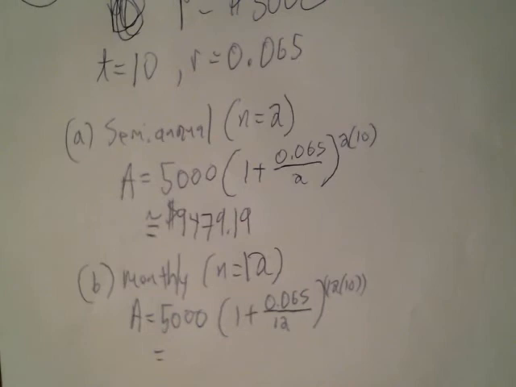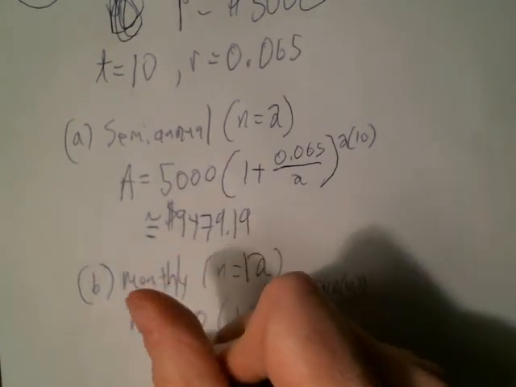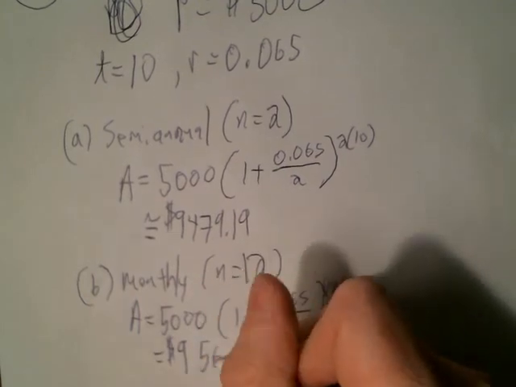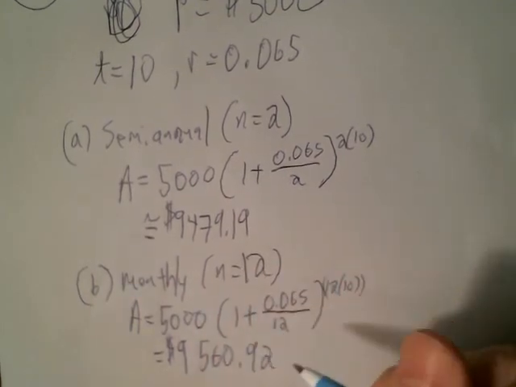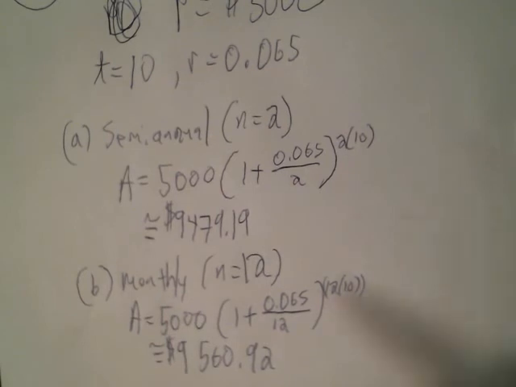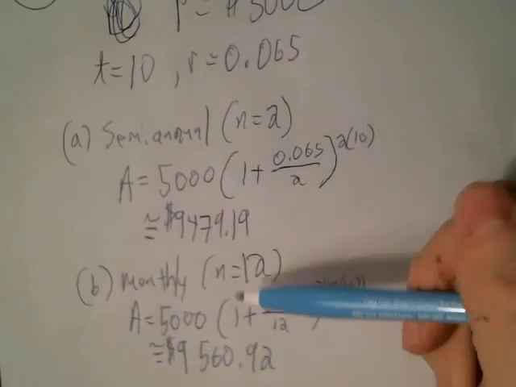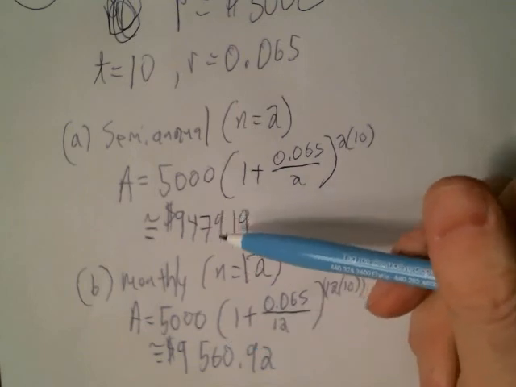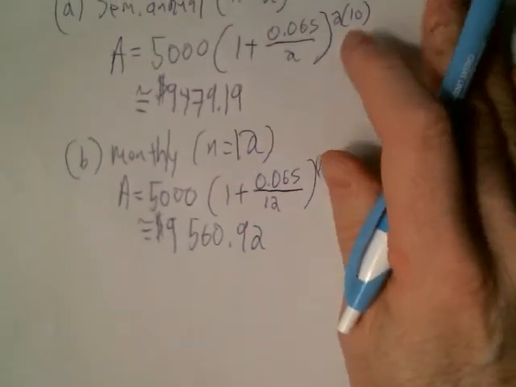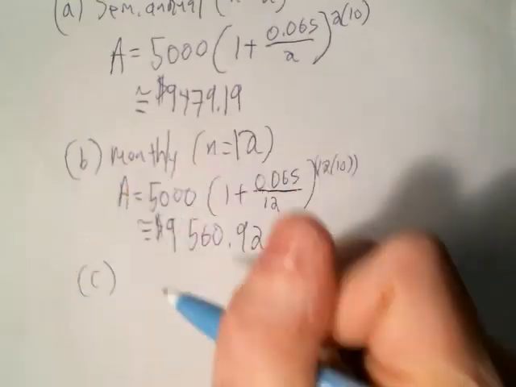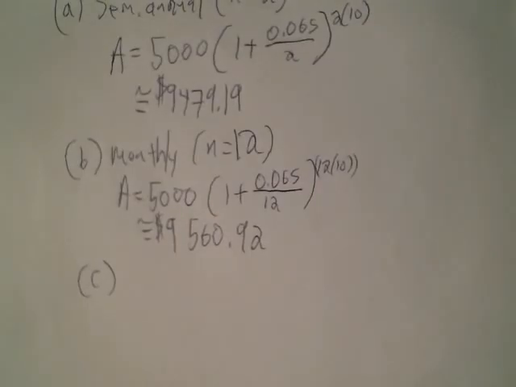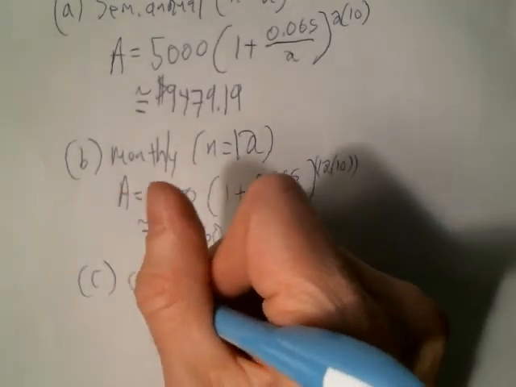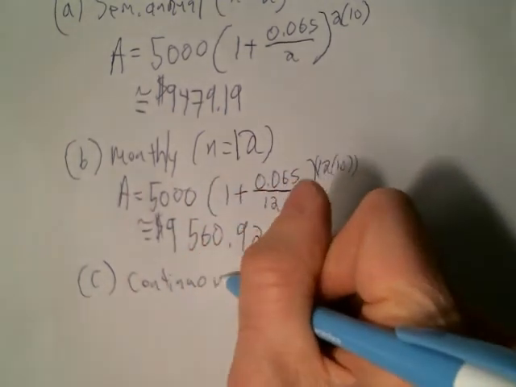Putting it into my calculator, I have $9,560.92 approximately. So compounding more gives you more money after 10 years. It's not much, but it's more. So you want to compound more, and ideally you compound continuously, because I think that would give you the most money. So let's see, continuous compounding.